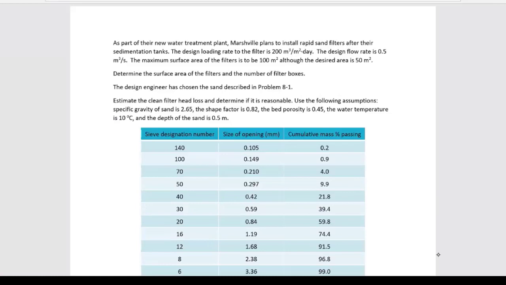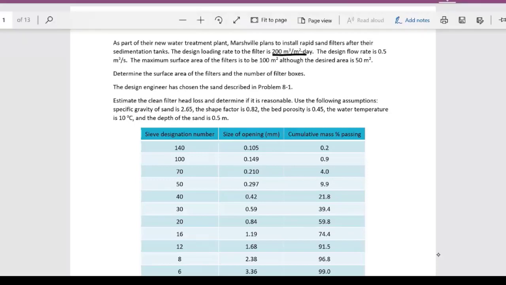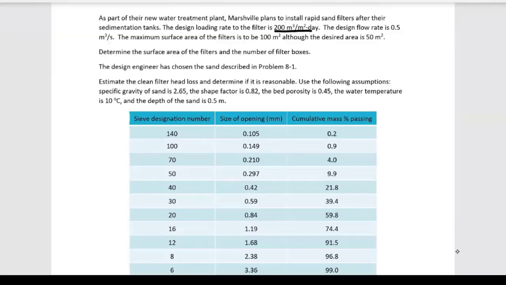So we have a situation. We're installing rapid sand filters. Sedimentation and then filtration. In this case, you're told that you have a design loading rate of 200 meters cubed per day per meter squared. We have a design flow rate of 0.5 cubic meters per second. You're told that the maximum surface area of the filters is to be 100 square meters, but the desired area is 50.